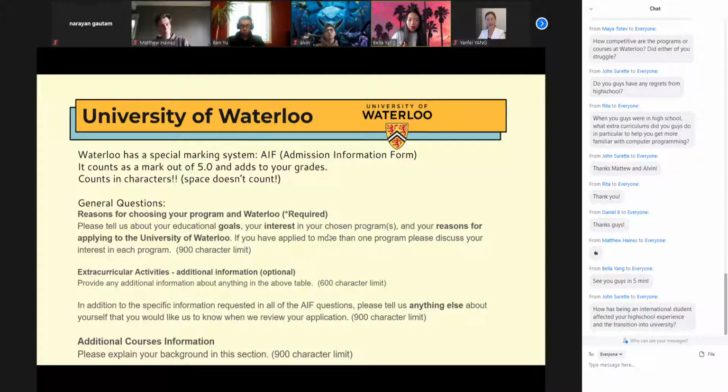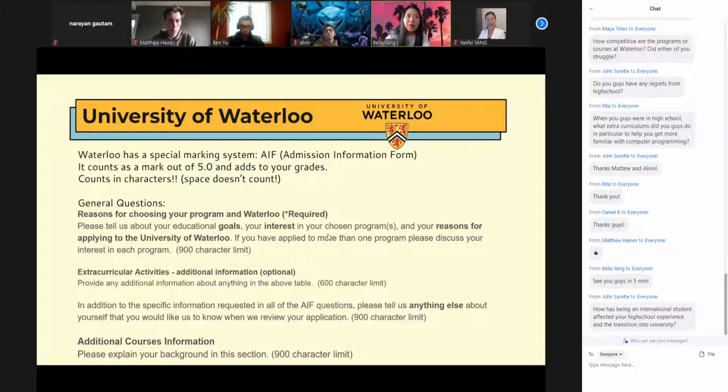Okay, so Waterloo. As the Waterloo students have mentioned, there is a special marking system called the AIF, which is the admission information form, and it counts as a mark out of 5.0 and adds to your grade, which is really important to your admission. And for every single person who's applying to Waterloo, you're being asked for a couple of general questions first.